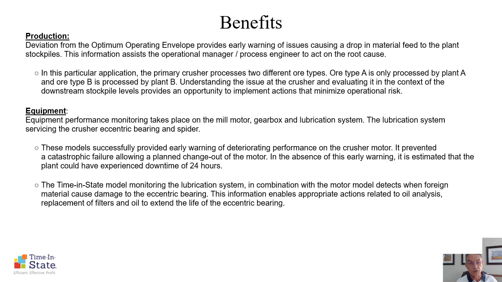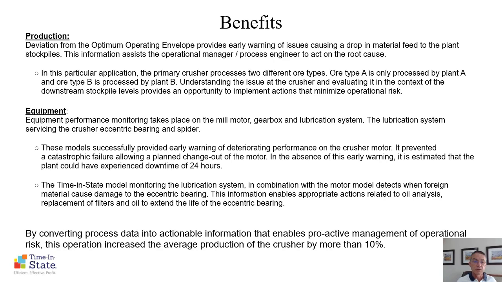From a lubrication system point of view, we successfully used this particular application, the two different modules, where the one monitors the electrical motor and the other one the eccentric bearing and the lubrication system, where we detected foreign material passing through the crusher, which then subsequently damaged the eccentric bearing. But that early warning gave information that allowed the guys to take certain actions to extend the life of that eccentric bearing, obviously with that eccentric bearing replaced later on. Overall, these actions delivered a higher production rate from the primary crusher.